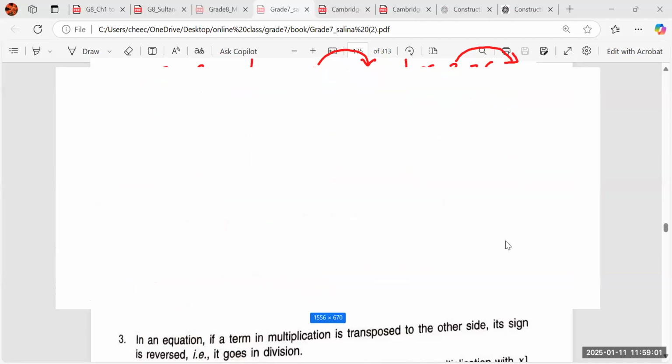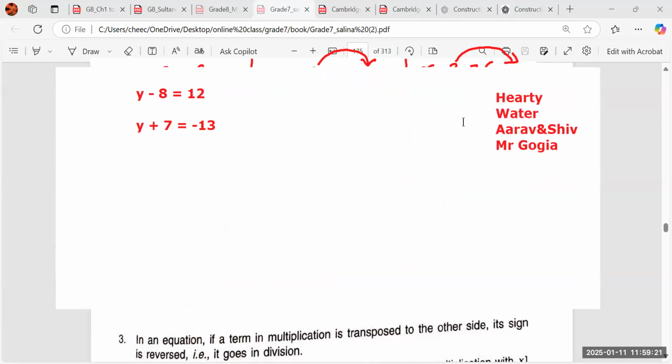That method was just to explain to you how this happens. So y minus 8 is equal to 12 and y plus 7 is equal to minus 13. Solve these two questions. Send me the screenshot. Sir, by transposition method? Yes, by transposition method. Now you can use transposition method.